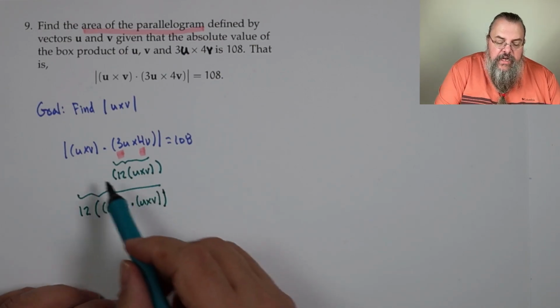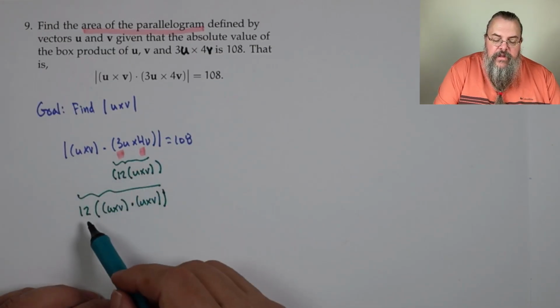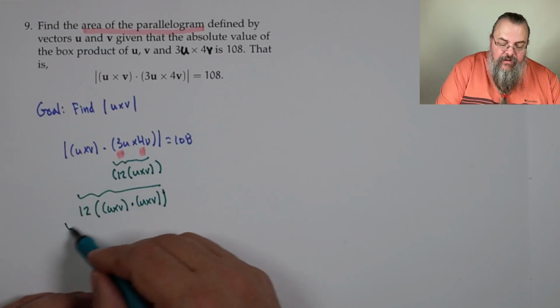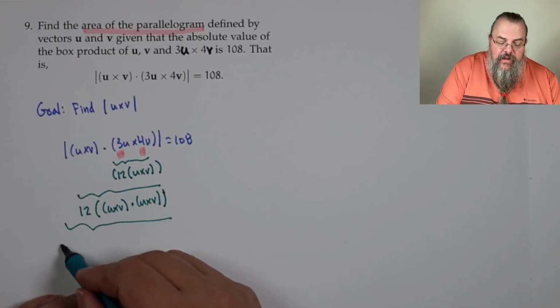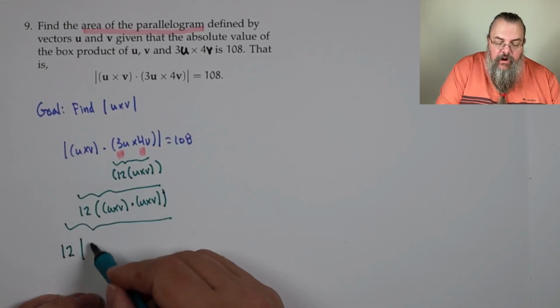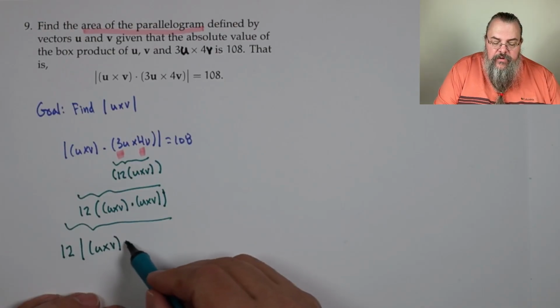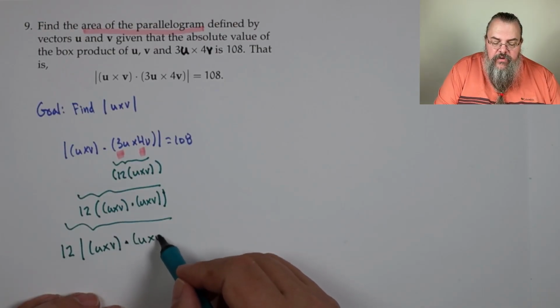And you say, well, wait a second. That's the magnitude. And then you have a 12 involved. You can pull that out. So that says that this left-hand side, you can pull the scaling factors all the way out. So we have 12 times the magnitude of U cross V dot U cross V.